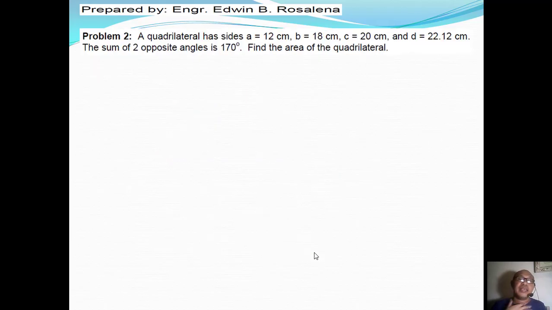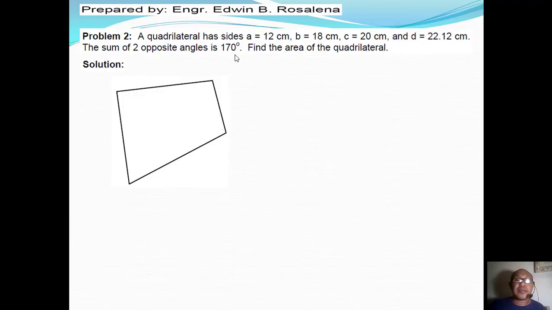Okay? Next, we have a quadrilateral with sides A equal to 12, B equal to 18, C equal to 20, and D equal to 22. The sum of two opposite angles is 170 degrees. Find the area of the quadrilateral. Okay. So, for this quadrilateral, we are given the four sides, and then we have also the sum of the opposite angles. So, I will just represent the opposite angles by A and C. Then we are asked for the area of the quadrilateral.